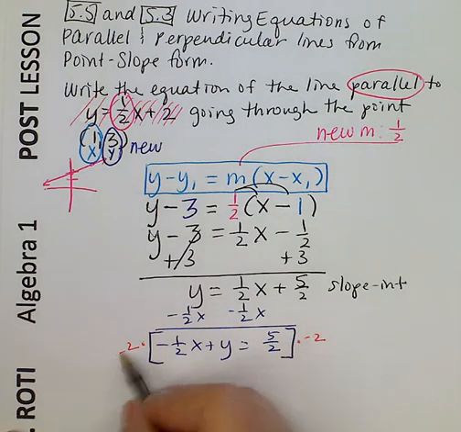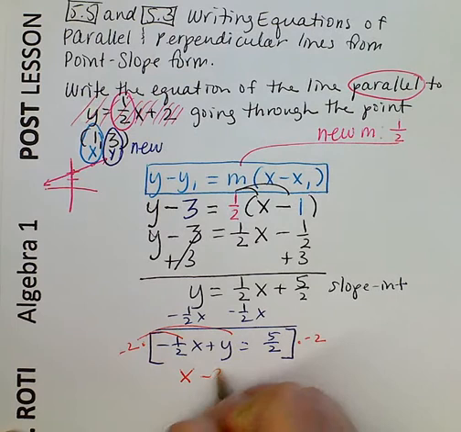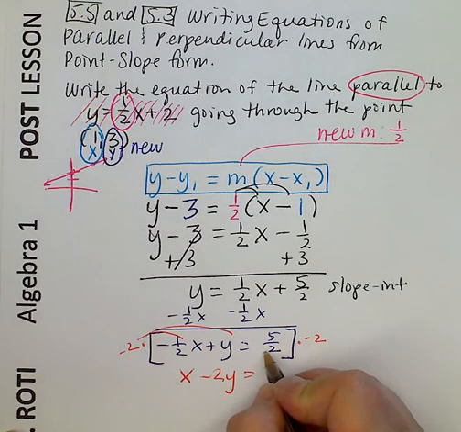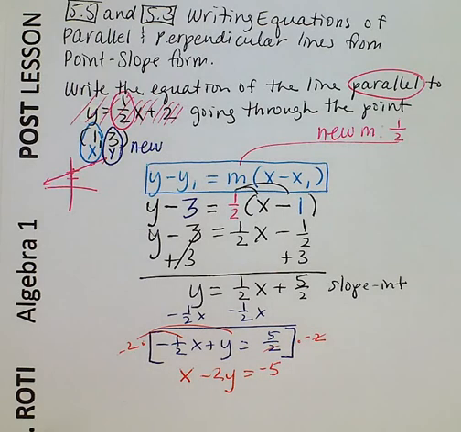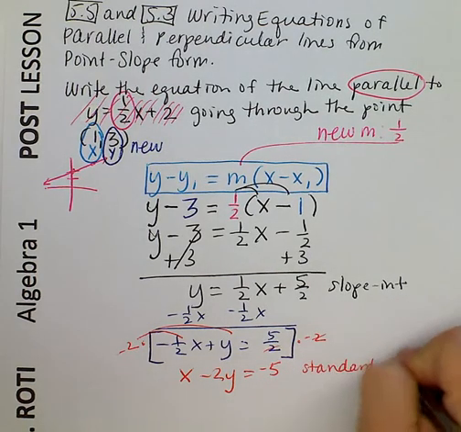So these guys would cancel, leaving me with an x. When I distribute to here, I would get -2y. And when I multiply to the other side, I should say, I get -5. So that would be in standard form. So point-slope is pretty helpful.